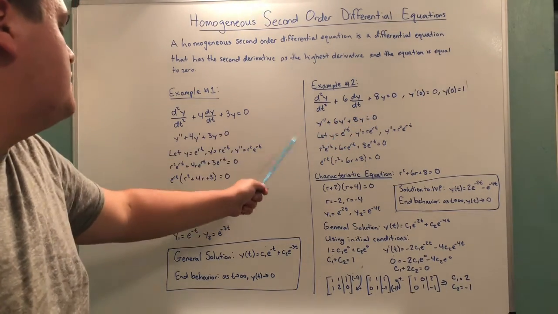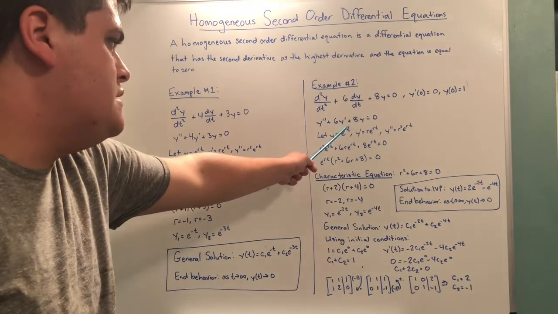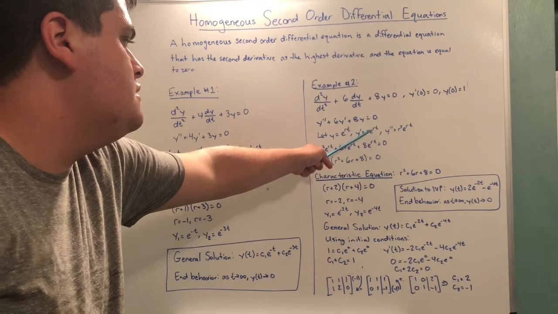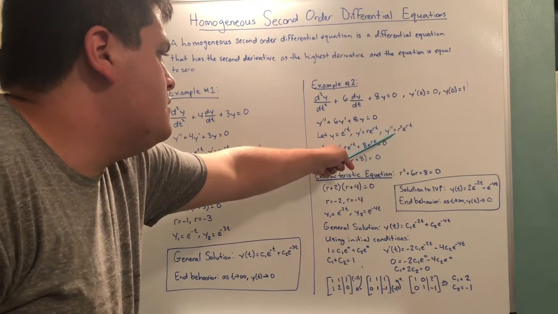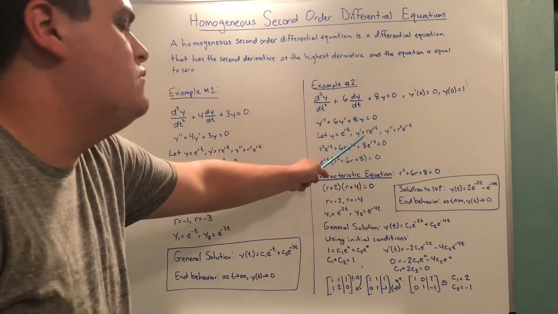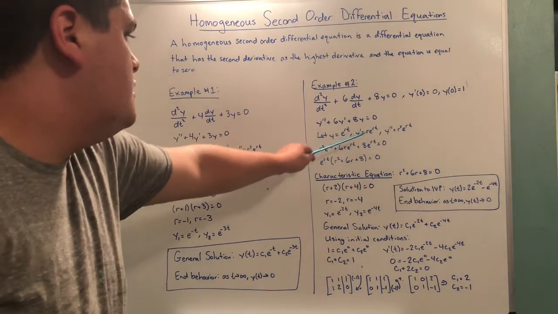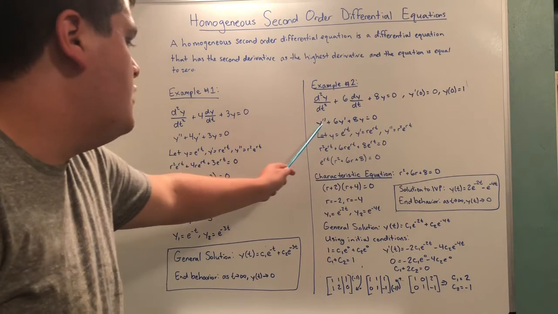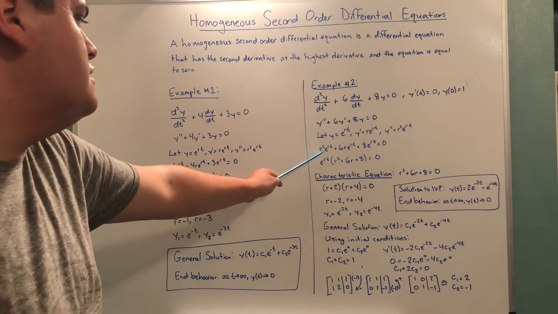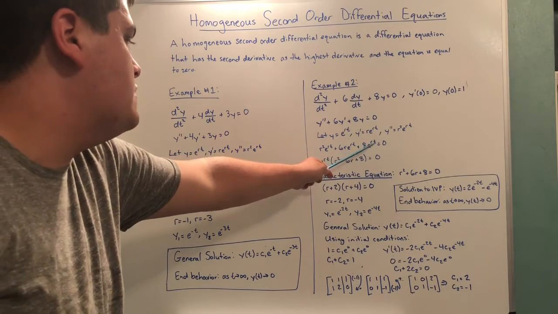So now, same as our previous example, we're going to let y equal e to the rt, y prime is equal to r e to the rt, and y double prime is equal to r squared e to the rt. Now, these derivatives were found using the chain rule in calculus. So now we plug these values back into the differential equation. So we get r squared e to the rt plus 6r e to the rt plus 8e to the rt is equal to 0.